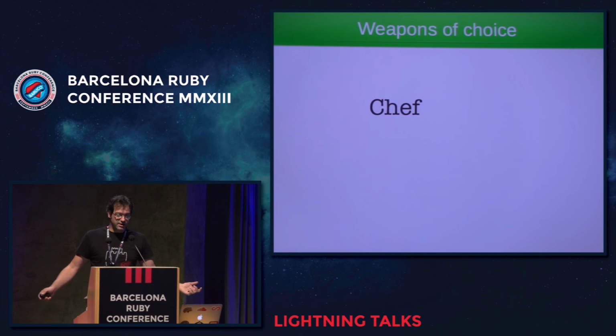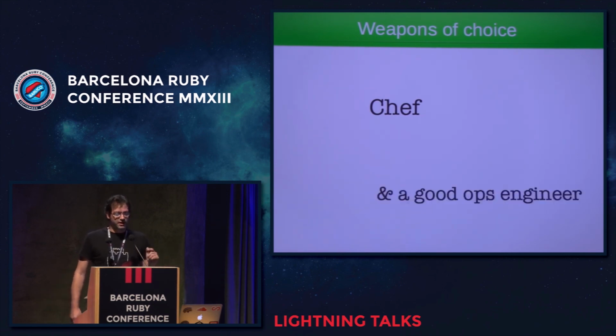So what are the weapons of choice? Chef, virtual machines if you want, and a good ops engineer. I mean, having Chef recipes doesn't mean that you don't need somebody who actually knows how to set up these things and make them run reliably. And then there's the other side of the pond.